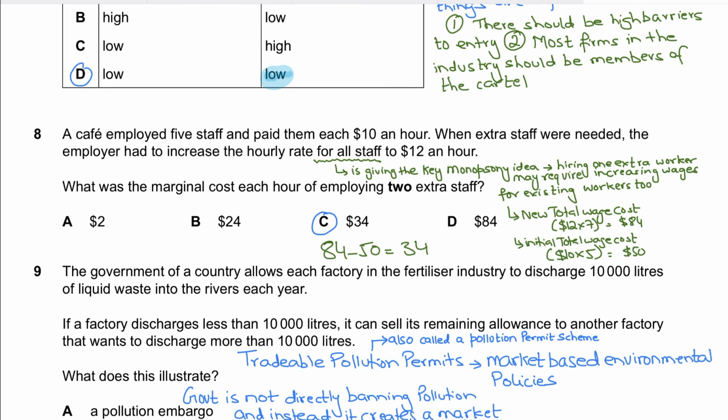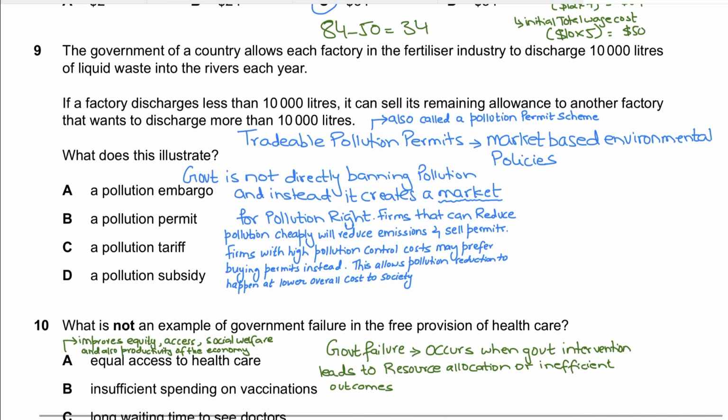Now guys, moving forward, question number 9 says the government of a country allows each factory in the fertilizer industry to discharge 10,000 liters of liquid waste into the rivers each year. If the factory discharges less than 10,000 liters, it can sell its remaining allowance to another factory that wants to discharge more than 10,000 liters, which is okay. Now, what does this illustrate?